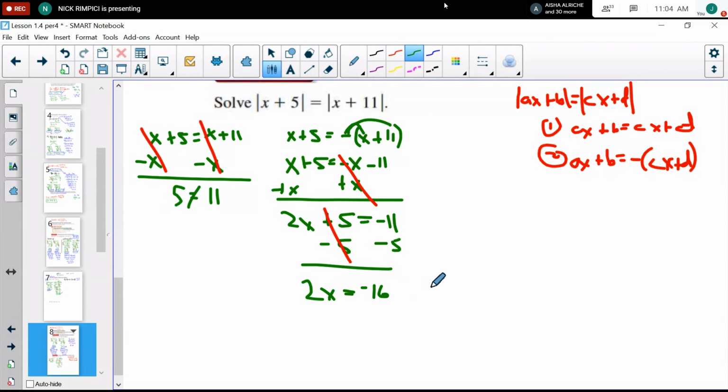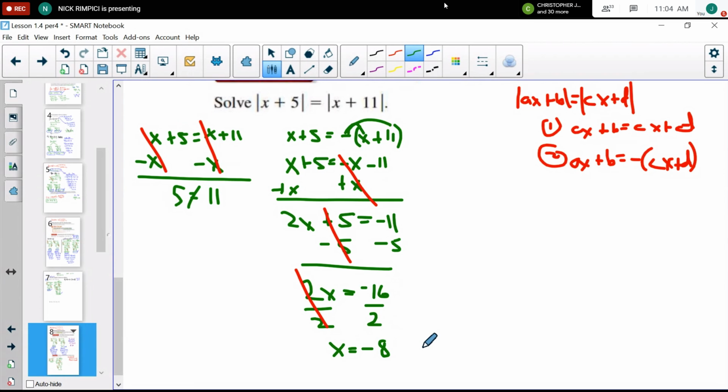Okay. And then to get x all by itself, the inverse operation of multiplication, of course, is division. So I'm going to divide by 2 on each side of the equation to get x all by itself. And when I do that, these 2's cancel out. And I have x equals, well, I know a negative divided by a positive is a negative, and 16 divided by 2 is 8. So I have negative 8.